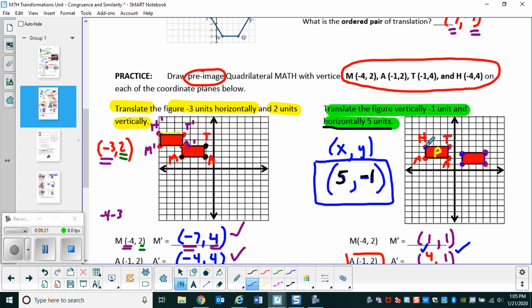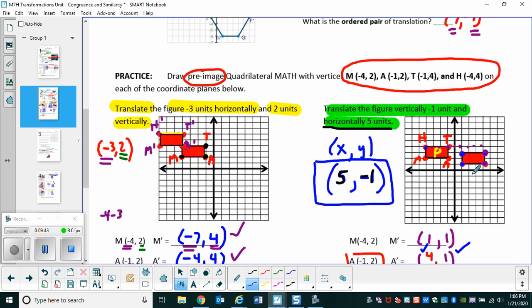Here's what I mean. H, I'm going to move over 1, 2, 3, 4, 5, down 1, boom. T, I'm going to move over 1, 2, 3, 4, 5, and down 1. M moves over 1, 2, 3, 4, 5, and then down 1. A moves over 1, 2, 3, 4, 5, and then down 1.